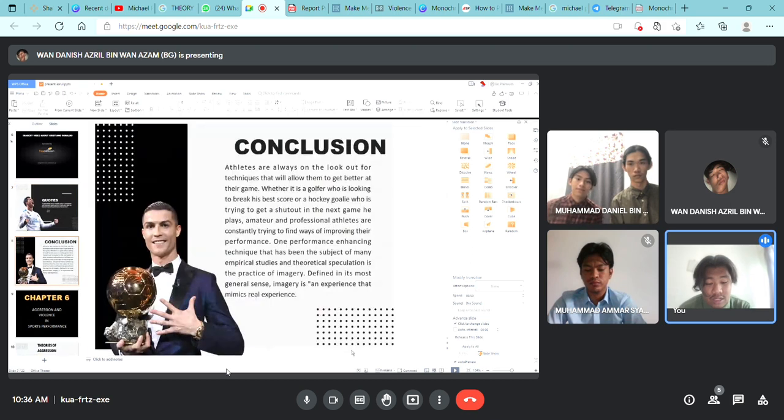The conclusion: athletes are always on the lookout for techniques that will allow them to get better at their game, whether it is a golfer who is looking to break his best score, or a hockey goalie who is trying to get a shutout in the next game he plays. Amateur and professional athletes are constantly trying to find ways of improving their performance.